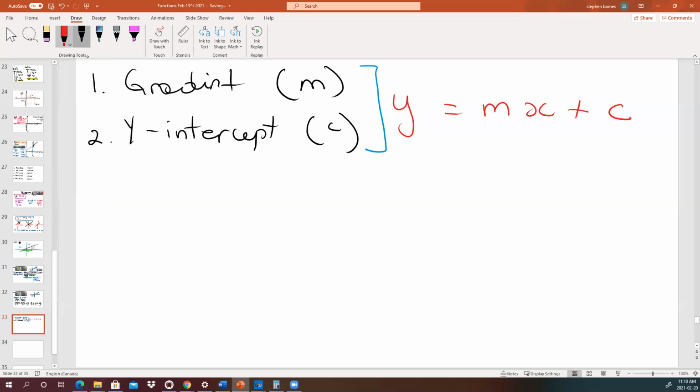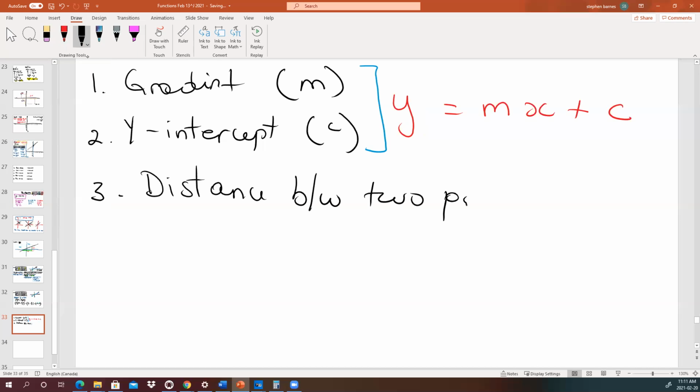We've also done the distance between 2 points on a line. And we did the coordinates of a midpoint.